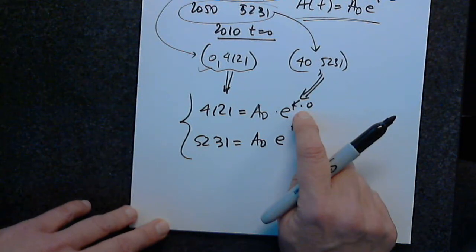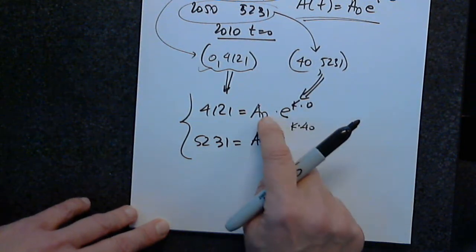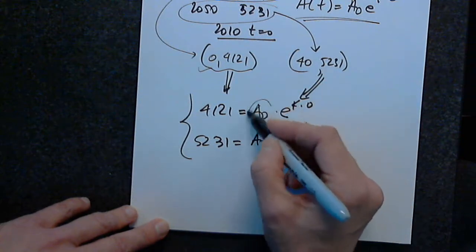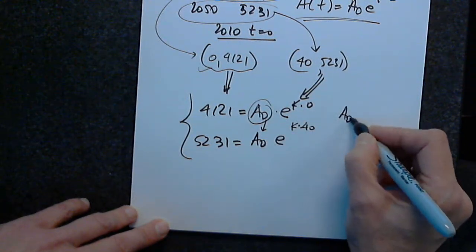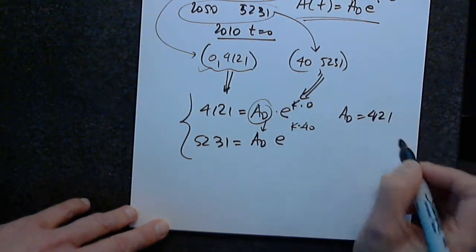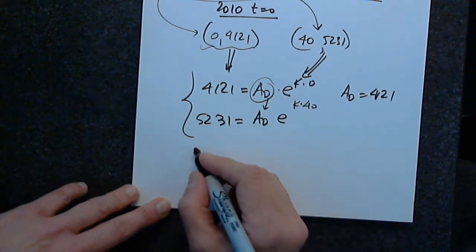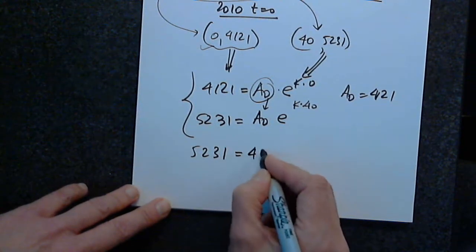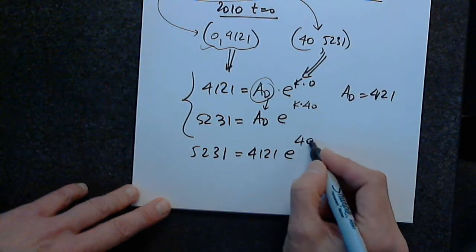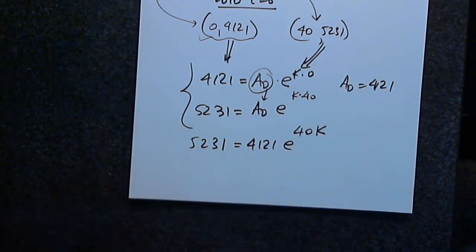Careful. 1. So e to 0 is 1, so then A0 is this. A0 is 4,121. Now I put it in the second equation: 5,231 equals 4,121 e to 40k. How do I solve this and what type of equation is it? So I determined the original amount, and now I need to determine the growth rate, k.